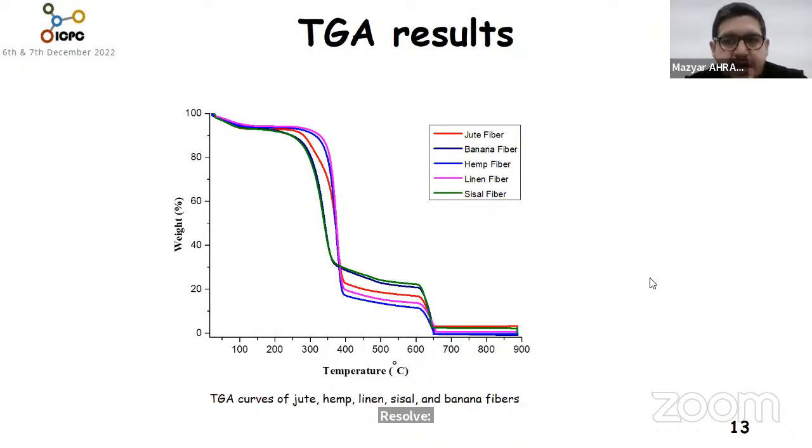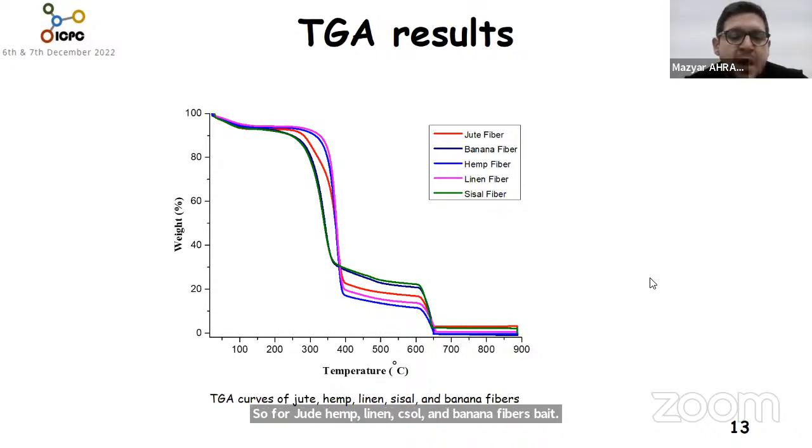So regarding the thermogravimetric analysis result, these curves consist of four stages. The amount of mass that is retained as the temperature rises is shown in the graph as a weight percentage. So for jute, hemp, linen, sisal, and banana fibers, weight reduction in the first stage was recorded to be 6.9, 6, 5.6, 6.7, and also 6.4 percent respectively. All of these fibers exhibited this tendency as a result of the moisture they have.